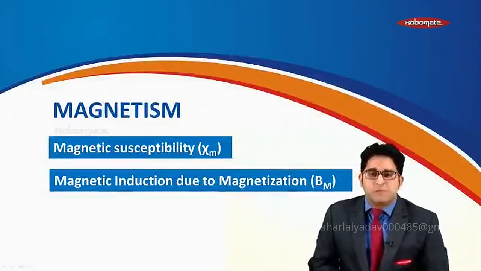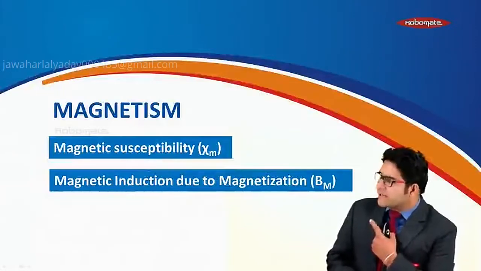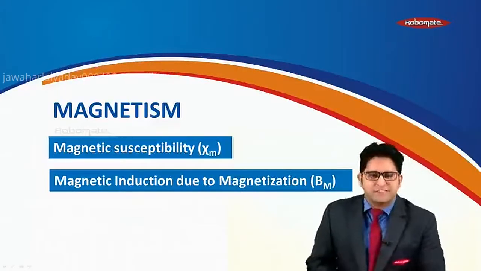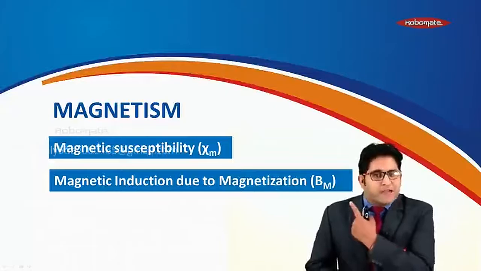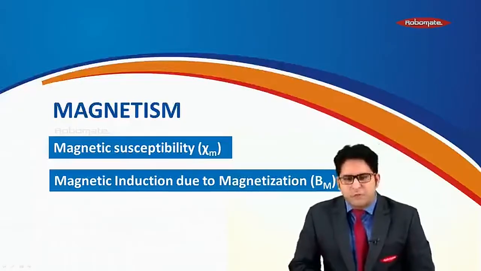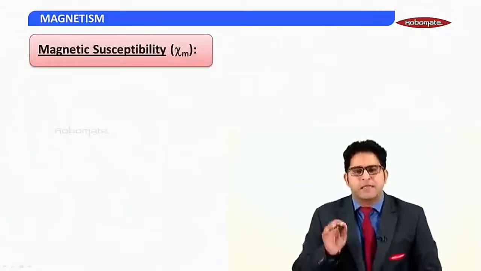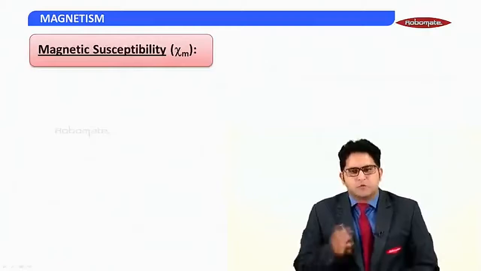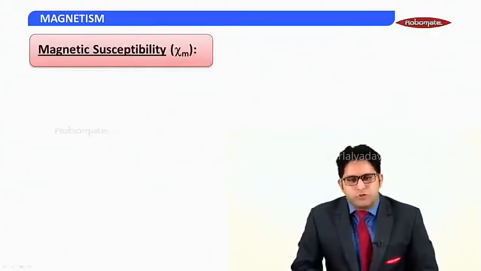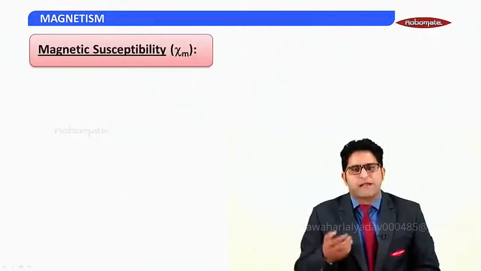Students, in this particular module, we'll be learning two important terms. The first is magnetic susceptibility, Xi-M, and the second is magnetic induction due to magnetization, given by symbol Bm. Now let us start with the very first term, magnetic susceptibility, given by symbol Xi-M.